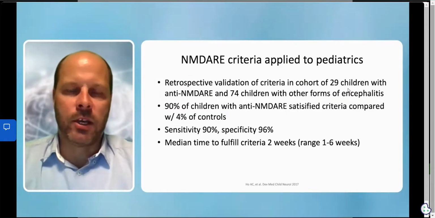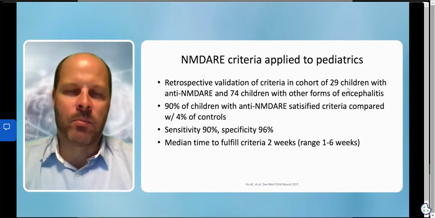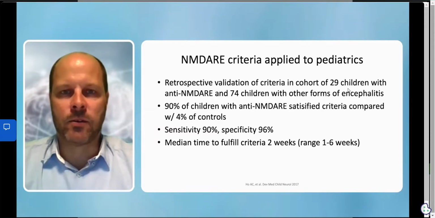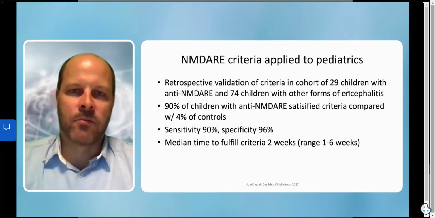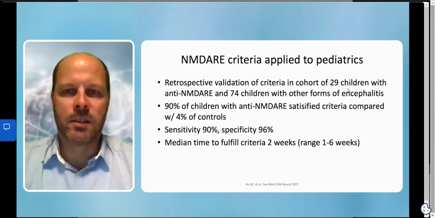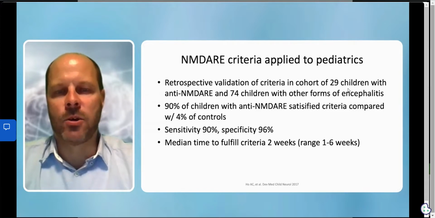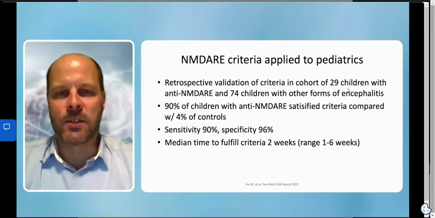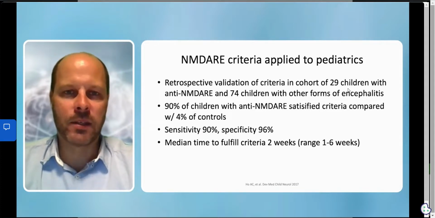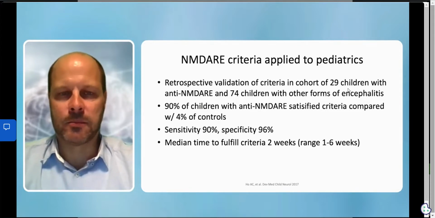So how do these criteria perform when applied to pediatric patients? The Graus paper was really designed initially for adult patients, but as it turns out, the anti-NMDA receptor encephalitis criteria perform quite well in the pediatric space. So Russell Dale's group did a retrospective validation of these criteria in a cohort of 29 children with anti-NMDA receptor encephalitis and compared them to 74 children with other forms of encephalitis, which included ADEM and infectious encephalitis.